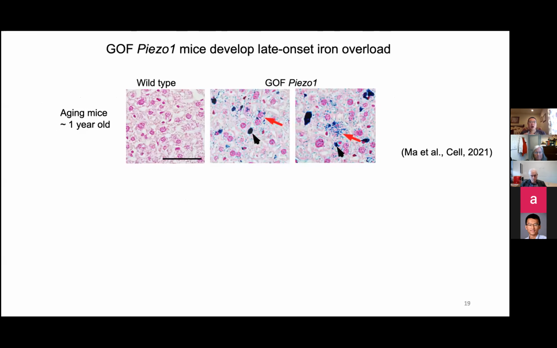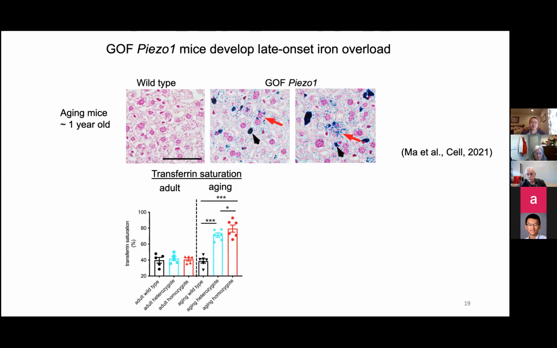So first of all, our gain of function PIEZO1 mice also develop late onset iron overload, because we observe excessive iron accumulation in the livers of aging gain of function PIEZO1 mice, but not in the wild type. The iron is stained by the blue color staining here. This effect does not happen in the younger adults, so that's why it's late onset.